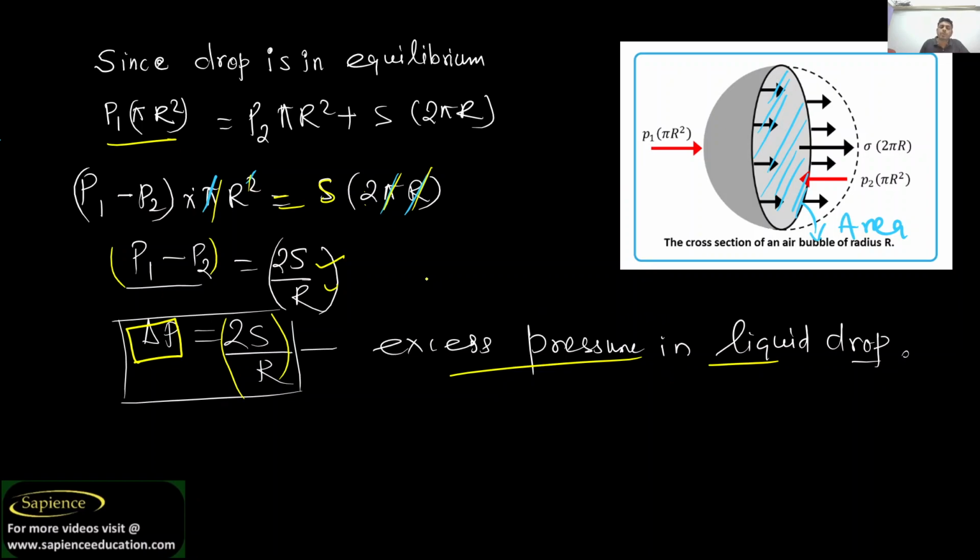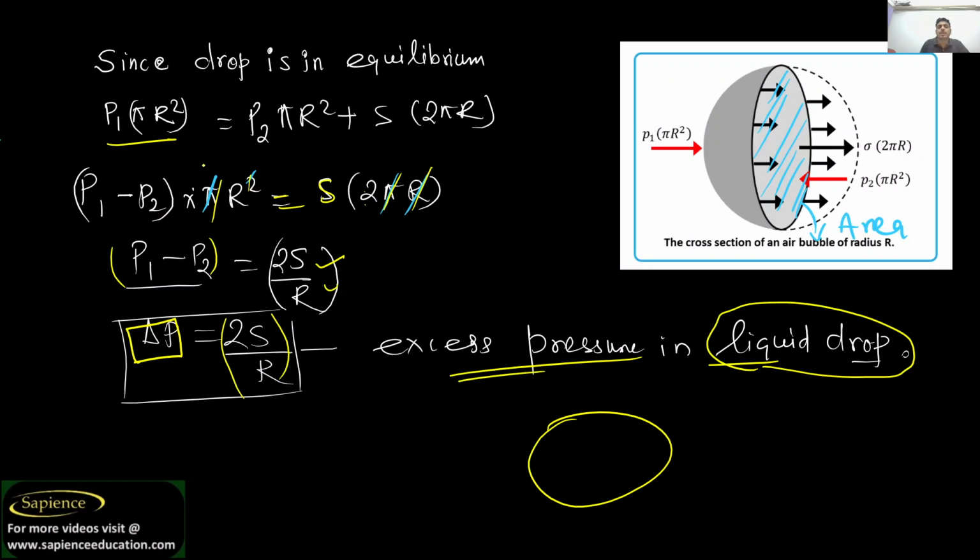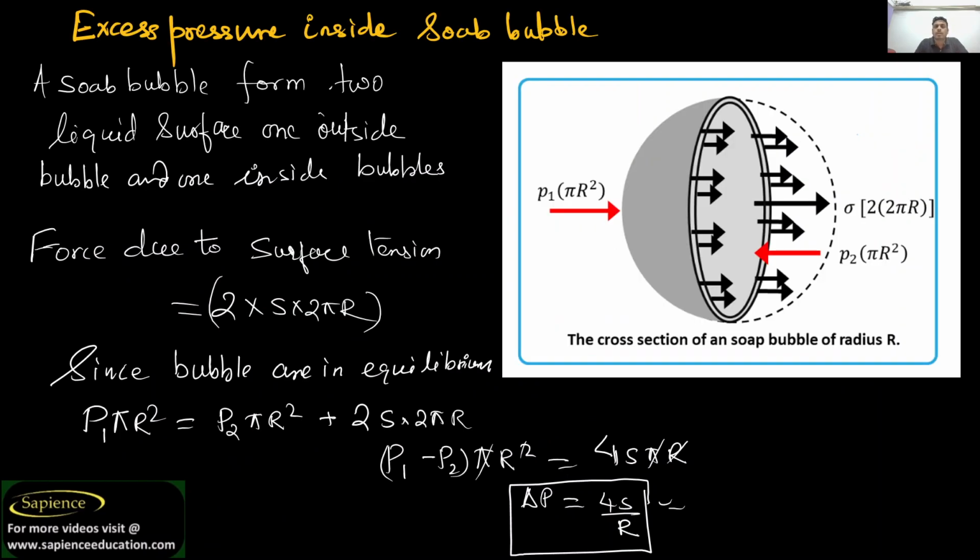So here one thing you need to notice. I have written here drop. If I talk about a soap bubble, that will be different, but this is your drop. So this is your excess pressure inside the drop, and the formula is excess pressure equal to 2 into surface tension by R. Now if we talk about soap bubbles, you need to understand what is happening here. You know this bubble is forming like this, and it has two layers, outside layer and inside layer, and inside there is only air, right?